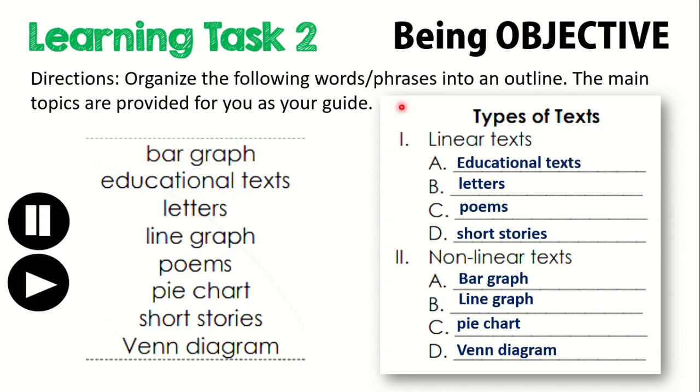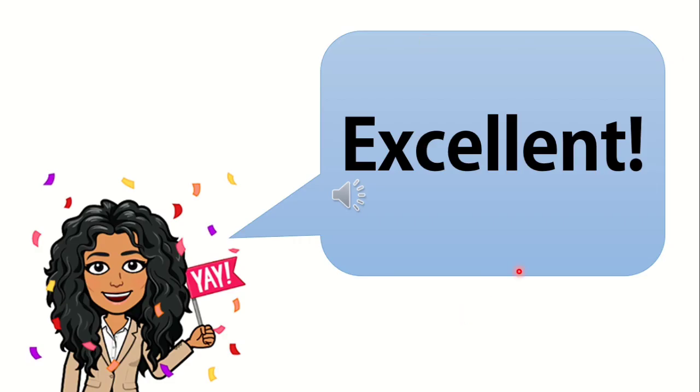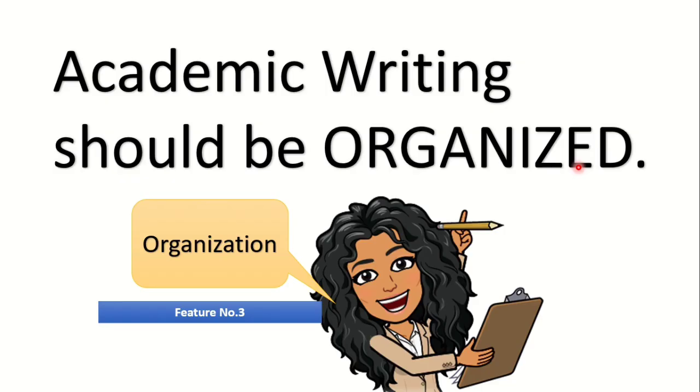Very good. Now you have your own outline. You were able to form an outline based on the two given main topics, linear text and non-linear text, by just identifying to what group they belong. Excellent! Congratulations! So there we have it.